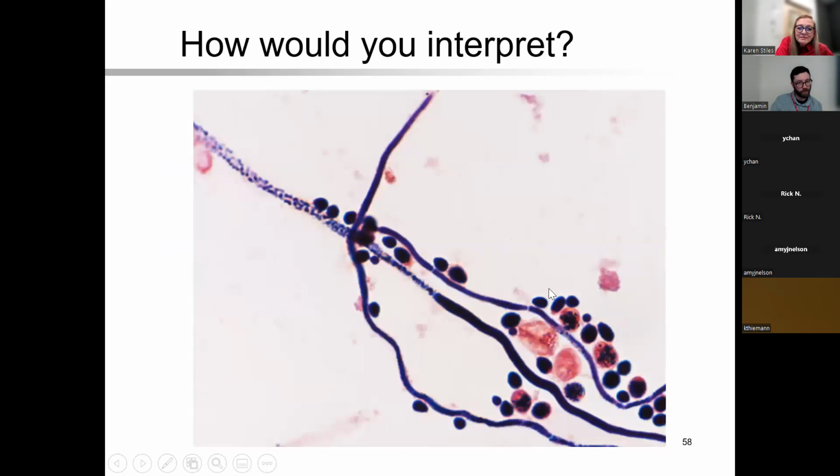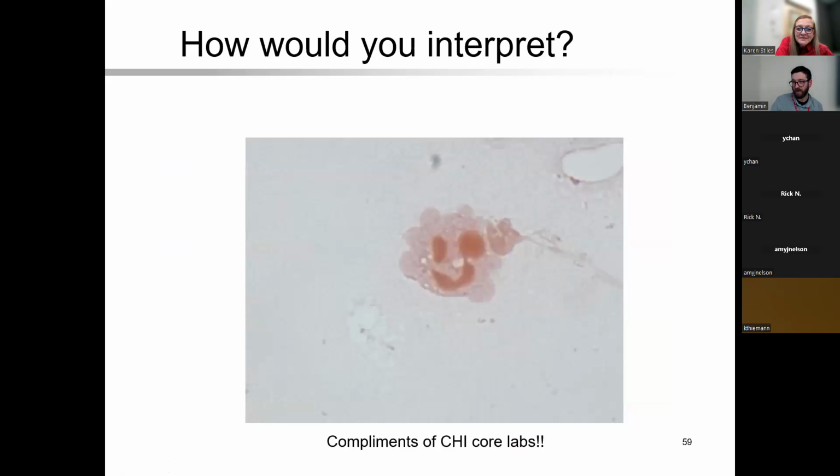And then these are also yeast. As yeast get older, they have a tendency to take off on you. So you'll see those long formations. And I think that's the last example we have.